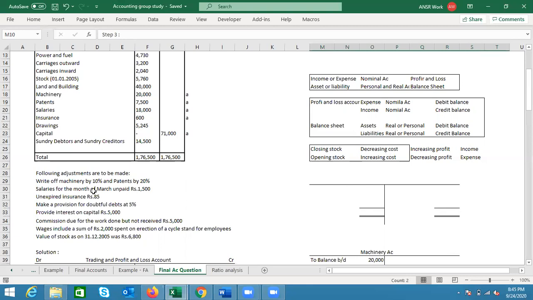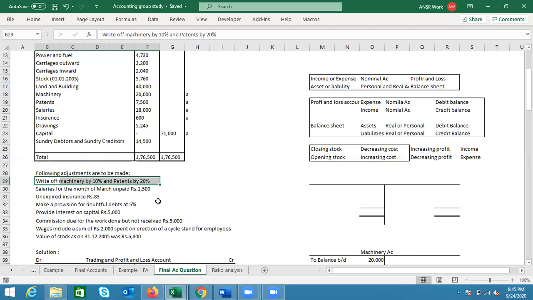Now, let's very quickly go to the first one. It says write off machinery 10%, write off patents by 20%. Let's take these one by one. First of all, write off machinery by 10%. Somebody tell me the journal entry. If you remember, I'll just quickly give you a hint. Write off is nothing but depreciation.